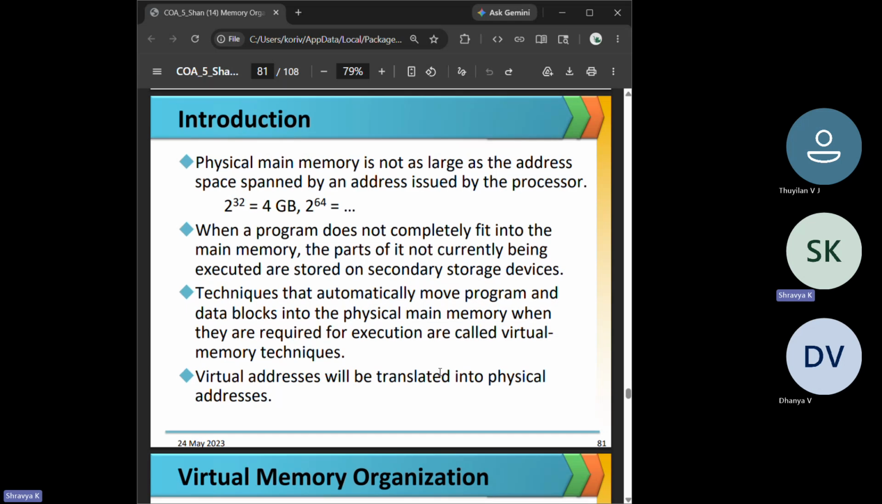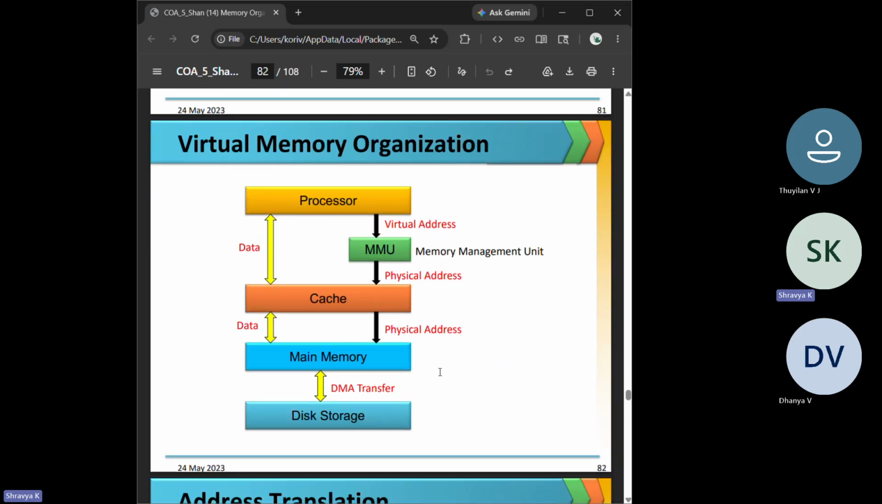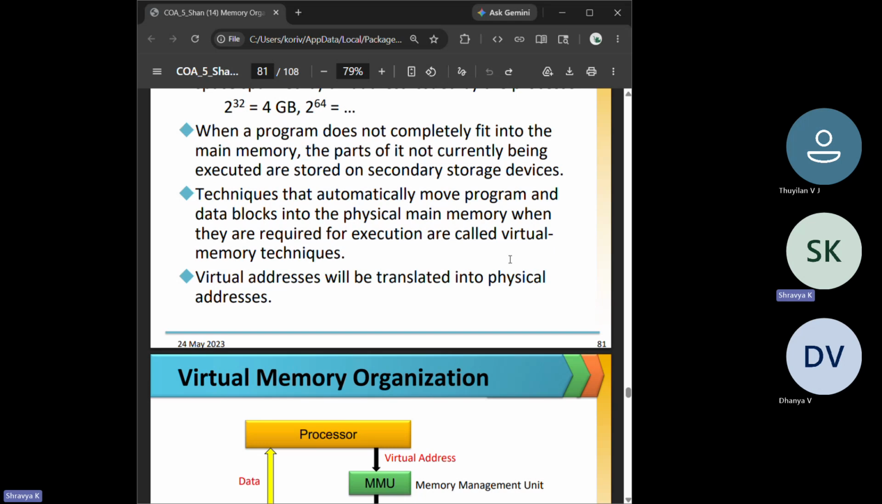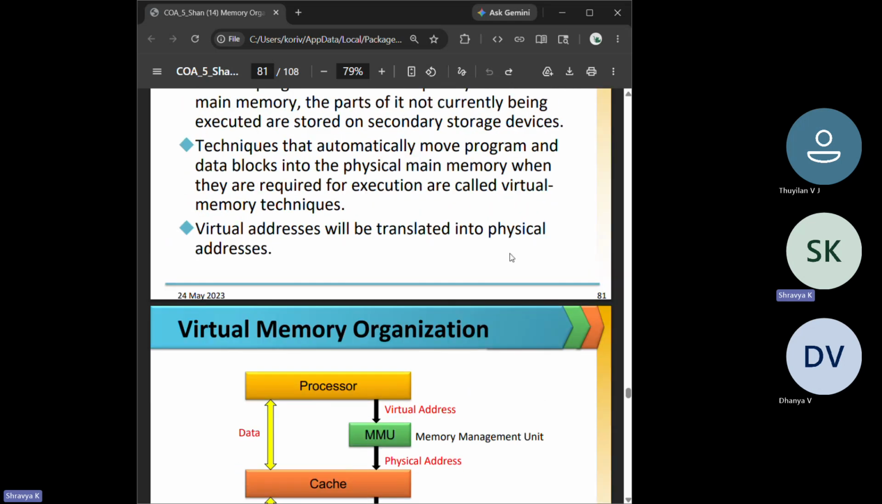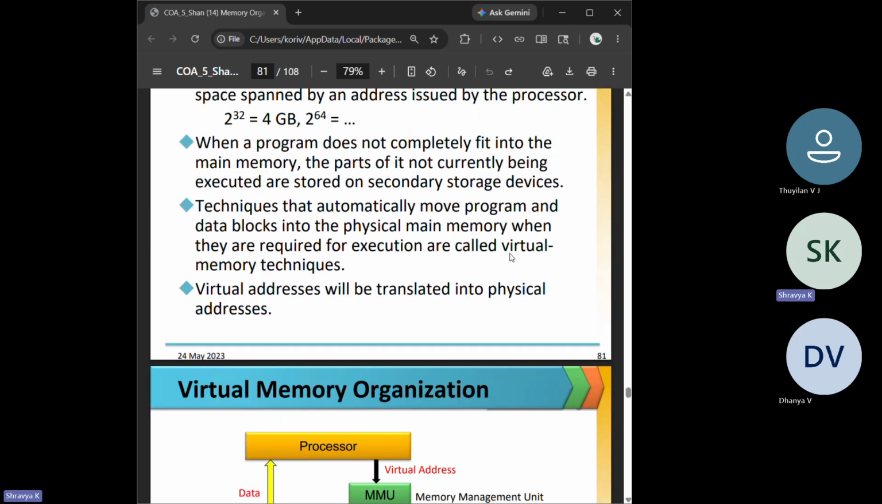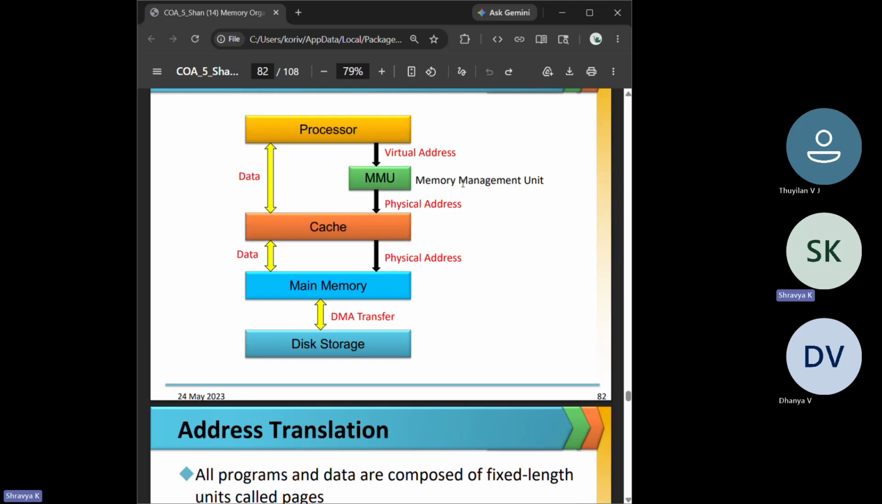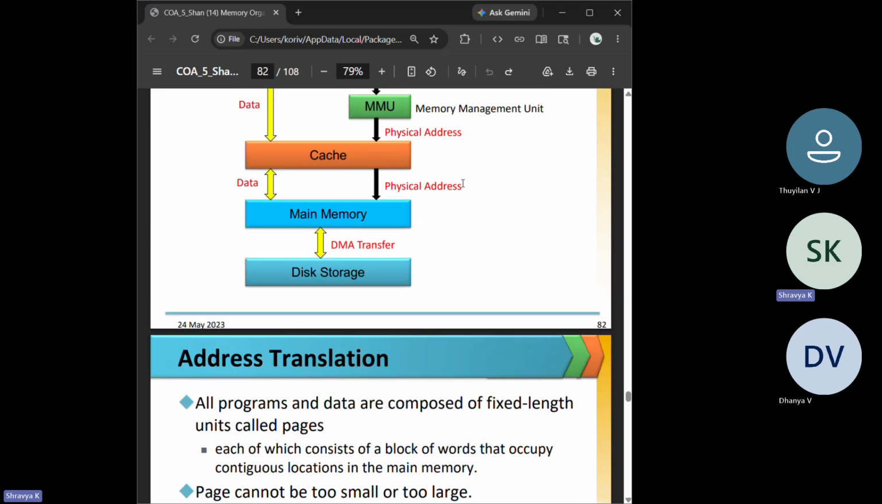The virtual memory organization looks something like this, where you can see that the addresses issued by the processor are virtual addresses, and the memory management unit in between the processor and the cache will convert this virtual address into a physical address and give it to the cache, right? So these techniques are called virtual memory techniques, and the address space is expanded beyond the physical main memory into the secondary storage devices as well, right? So how is this address translation done by the memory management unit?